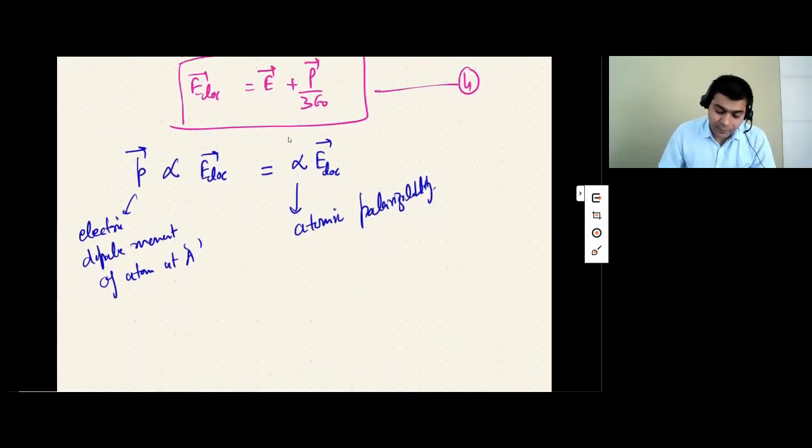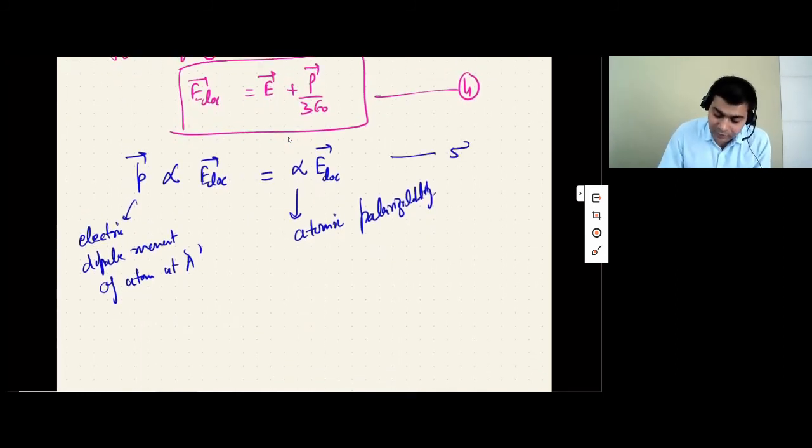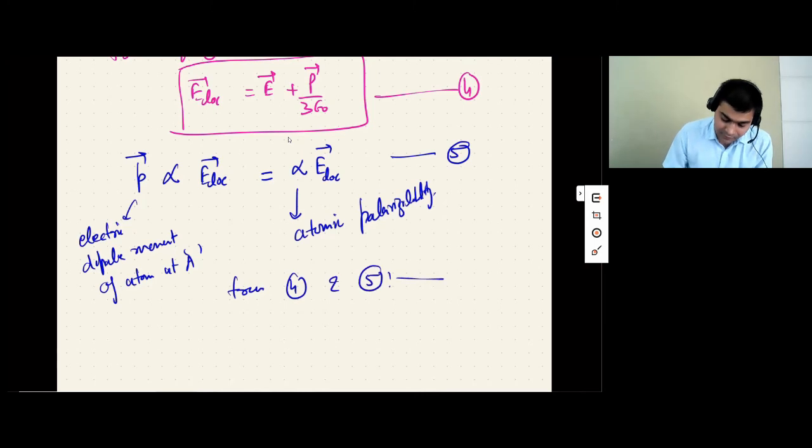So now if we put this value of E_loc that we have just calculated from 4 and 5, we get p is equal to alpha times (E plus P upon 3 epsilon naught). This is equation 6.